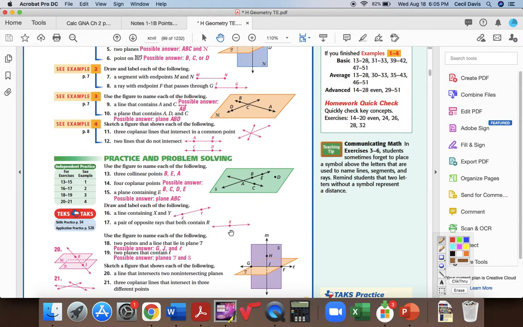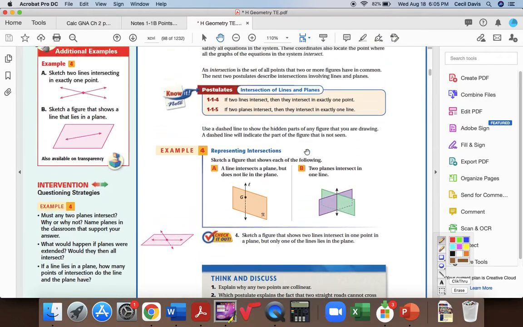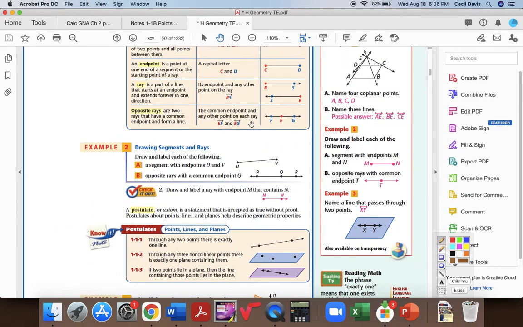Okay, opposite rays. You're like, I don't know what those are. I know what rays are because we talked about that, but we didn't talk about opposite rays. So scroll back up and you're like, here we go. Opposite rays are 2 rays that have a common endpoint and form a line. We won't use this very much, but it is a term I wanted you to at least have heard.